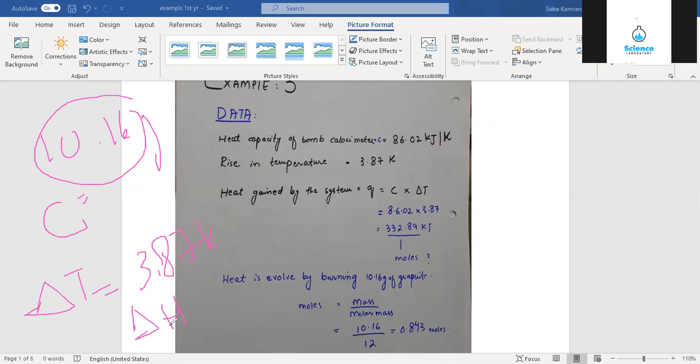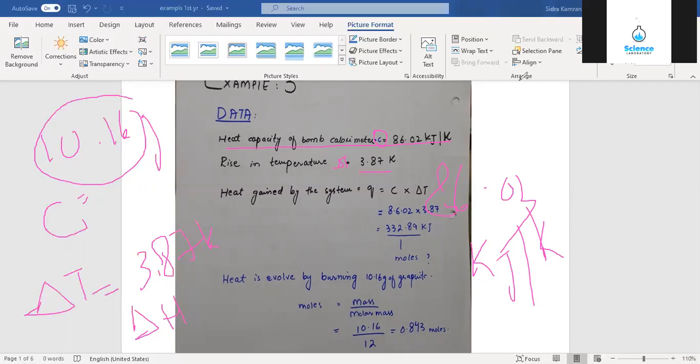If the heat capacity of the calorimeter, which is basically bomb and water, is 86.02 kilojoule per Kelvin. Here you can see all the values written in the data. The heat capacity of the bomb calorimeter is represented as C, that is 86.02 kilojoule per Kelvin. The rise in temperature is 3.87 K, it's delta T. And we need the heat gained by the system.